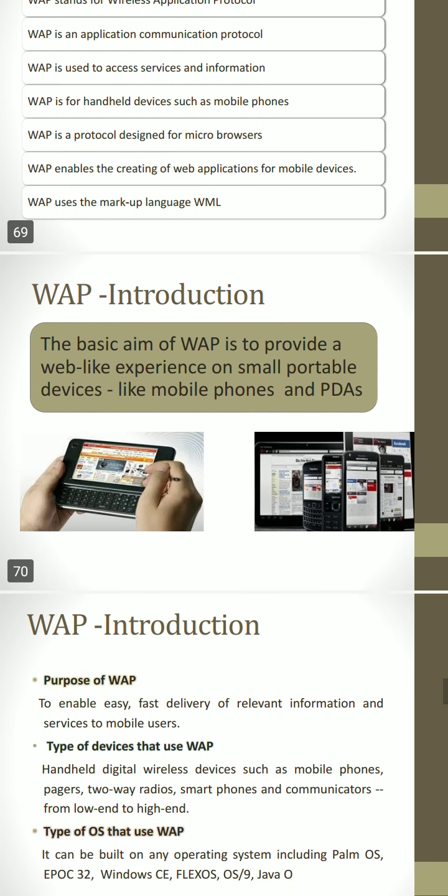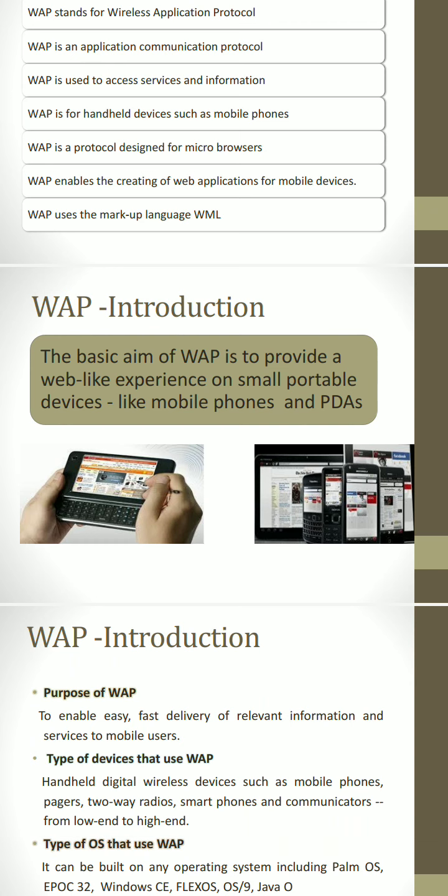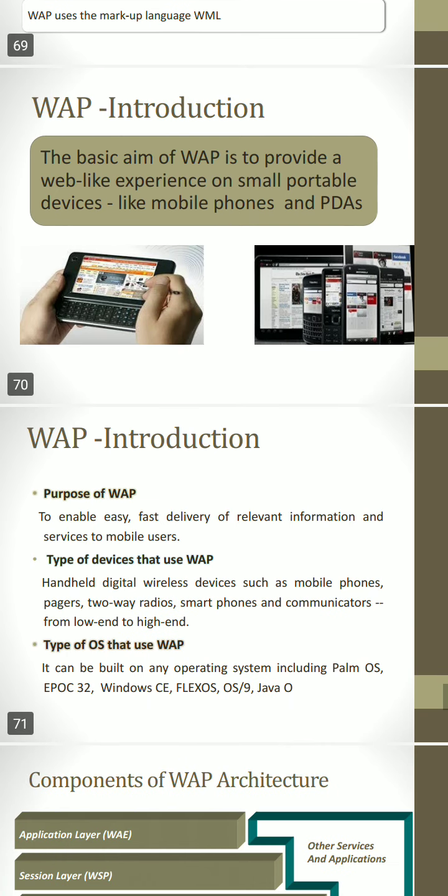See, the aim of WAP is what? To provide a web-like experience. We know about the browsers, that is, there are desktop browsers and mobile view browsers. To see the browser link on a mobile, we have to use WAP. So the basic aim of WAP is to provide a web-like experience on small devices like mobile phones, PDAs.